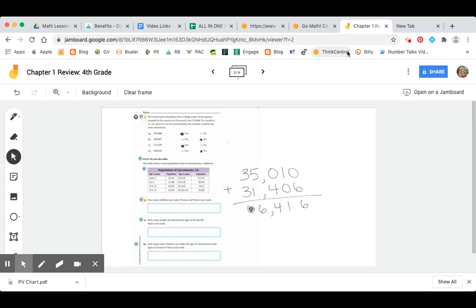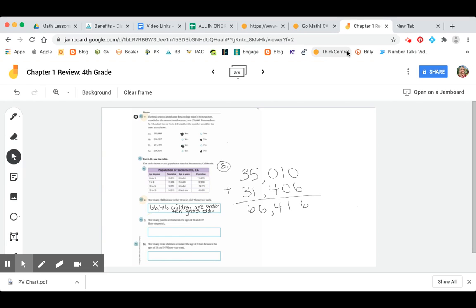All right, so how many children are under 10 years old? Show your work. So I'm going to actually write, this is question number 8 over there, so my teacher will know. That's what that refers to. And I'm going to write 66,416 children are under 10 years old.